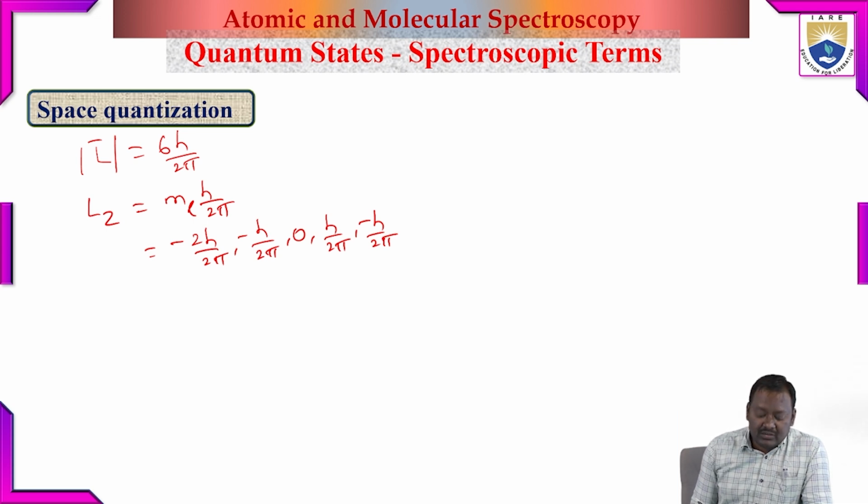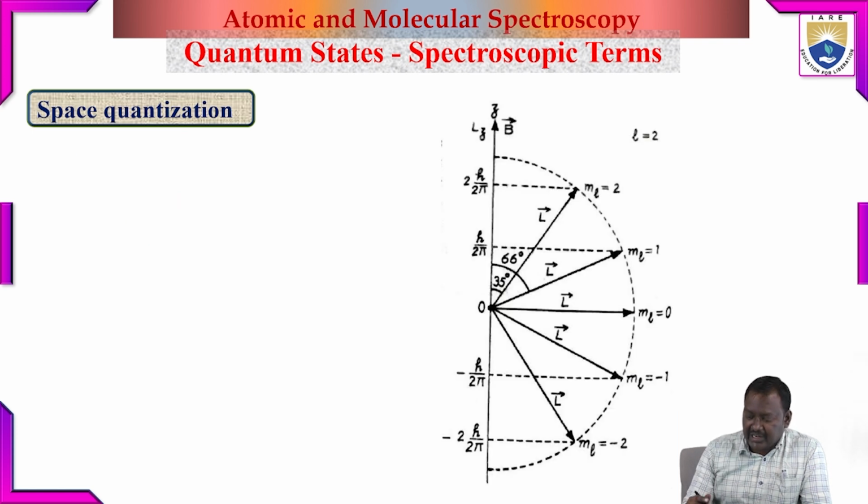So the z component of orbital angular momentum has these 5 different directions. These different orientations of electron orbit can be represented in this diagram.